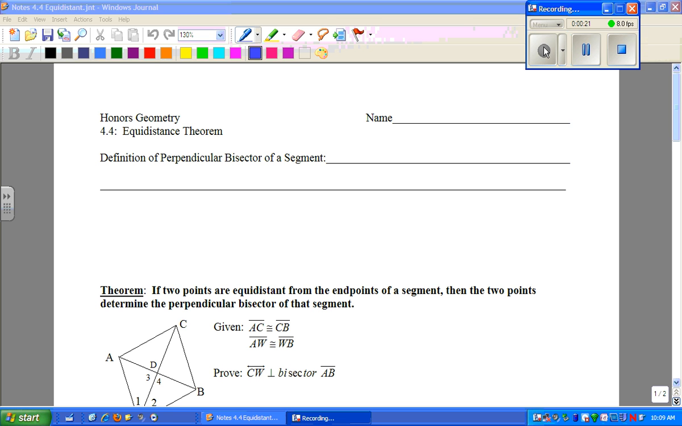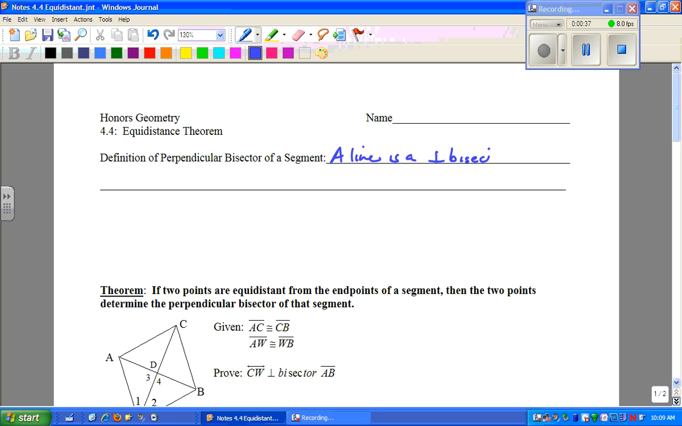So here's our lesson. Let's do it. We're going to start with the definition of what a perpendicular bisector of a segment is. It is a line that is a perpendicular bisector of a segment if and only if, how do we write that? Yep, IFF, it is perpendicular to the segment and bisects the segment.